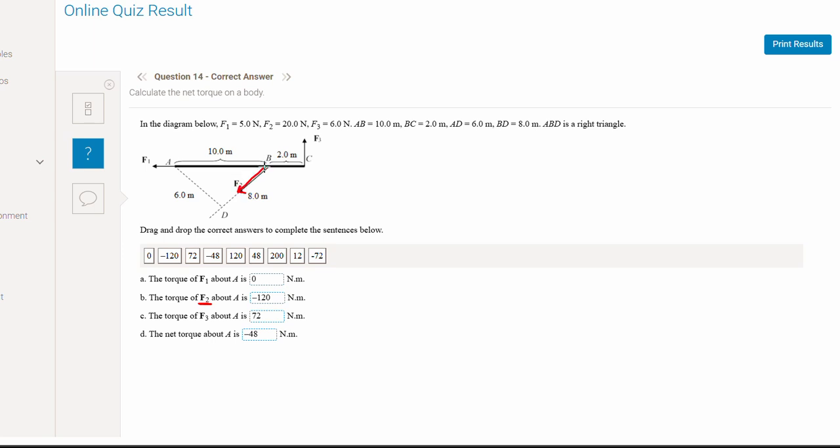F2, about A, so F2, this one right here, about A. Alright, we extend its lever arm. All we see, this is your distance. So firstly it's going to be 6, which is your distance, times, remember it's counterclockwise, it's going this direction, so it's positive, and we know from the question F2 is 20, so 6 times 20.